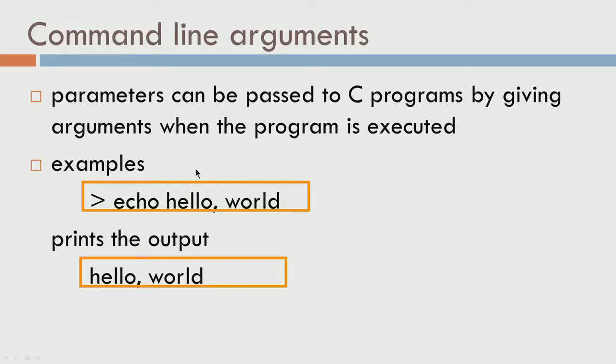So, command line arguments work like this. You can pass arguments to C programs by passing them right when the program is executed. You can sit in the command line and type along with the parameters that you want. You do not have to type them in later when the program is running. For example, if you typed echo hello comma world, then you would see hello world printed on the screen. So, echo is actually taking command line parameters hello comma and world, and it is processing it and printing on the screen.